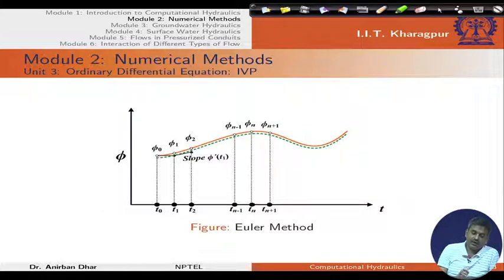In unit 3 we discussed ordinary differential equations, and first order ordinary differential equations specifically, that is, the initial value problem. For the initial value problem we discussed the Euler and modified Euler methods. We also covered RK2, RK3 and RK4.